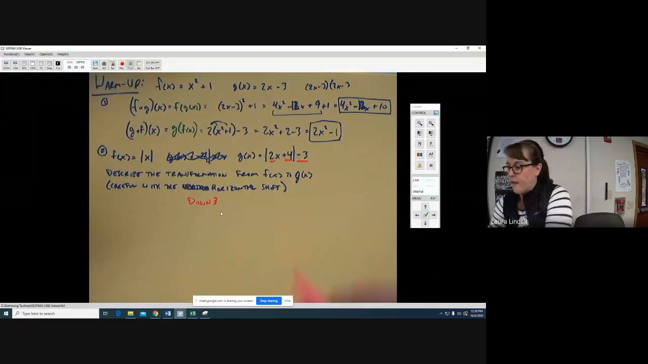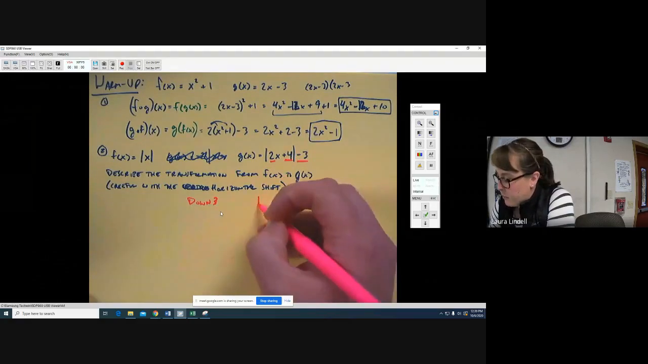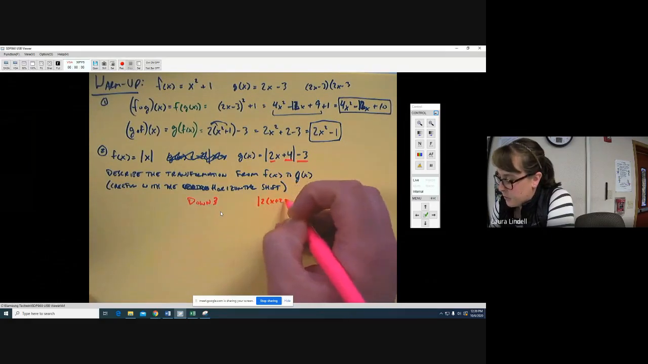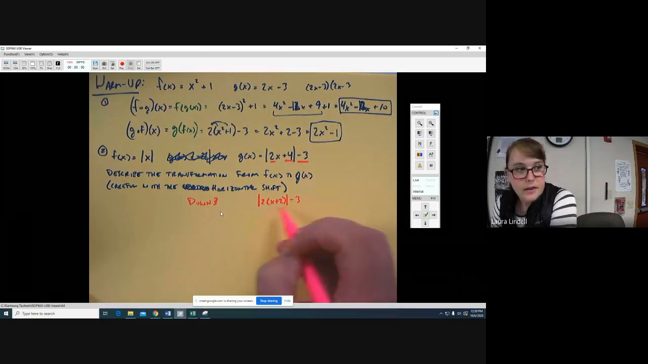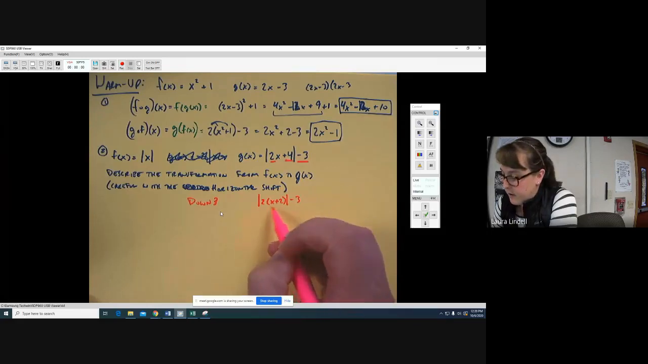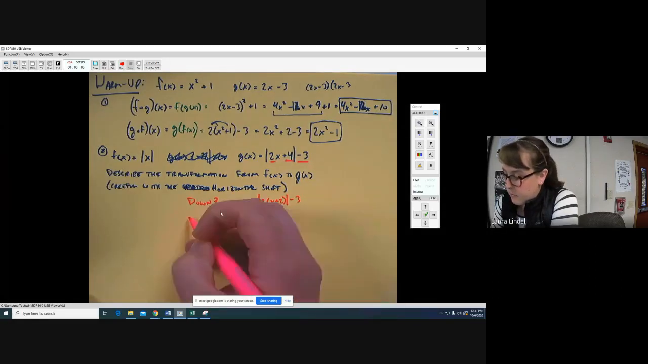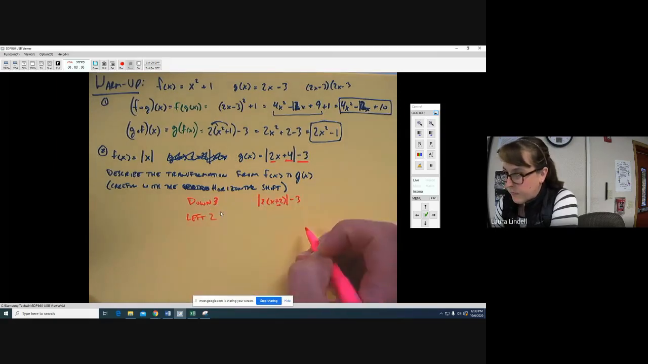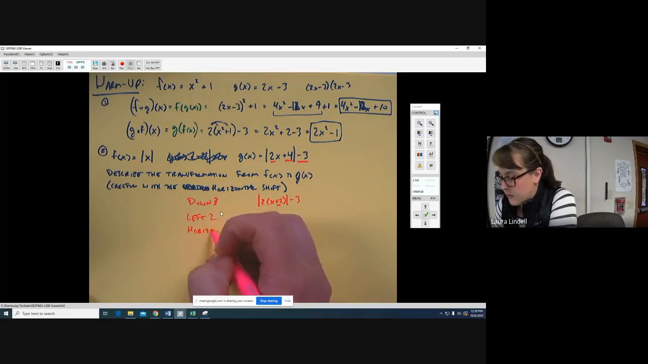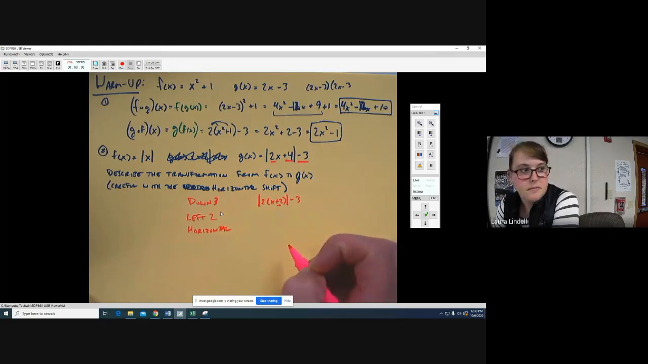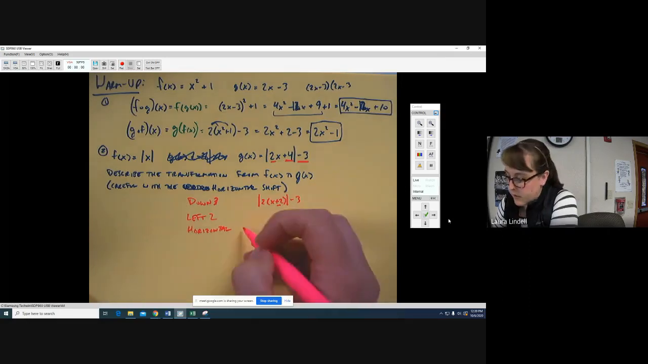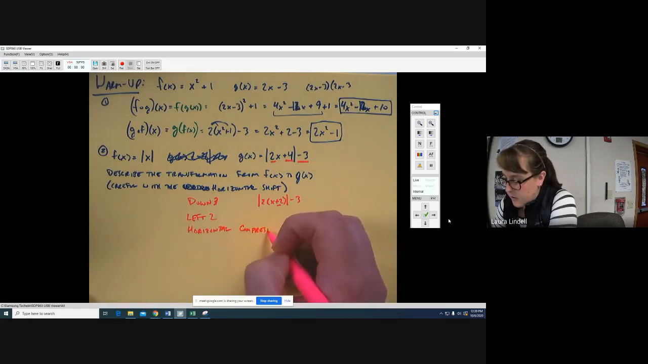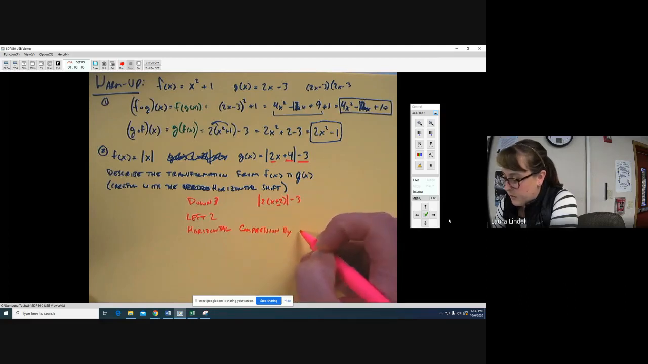But anyway, if I were to factor out the 2 here, we would end up with the absolute value of 2 times x plus 2, still inside our absolute values and everything, minus 3. And this is where we can more easily identify that it's going to be moved left 2. And then it's also horizontal. Is it stretch or compression? Yes, horizontal compression. By a factor of 2.